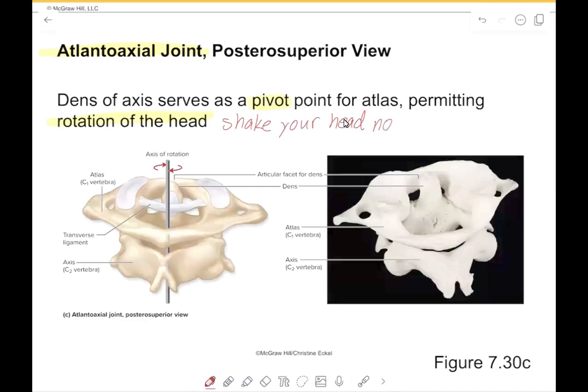This diagram is showing the axis of rotation. C1 is the atlas. The axis is C2, which we can see here. And again, the dens is going to rotate with the atlas, which is C1.